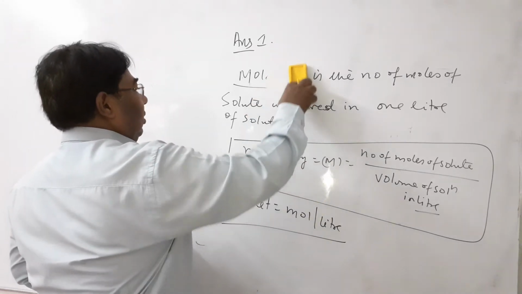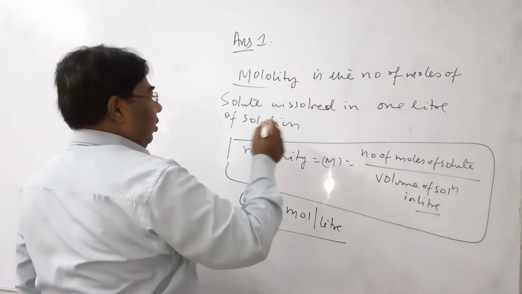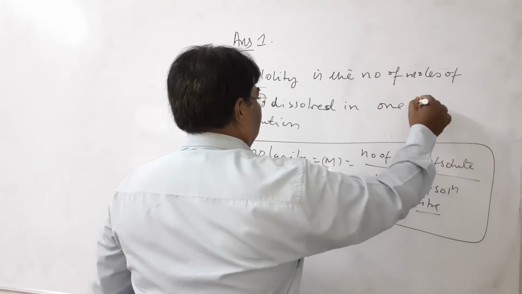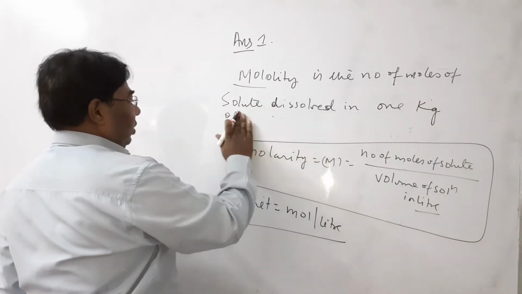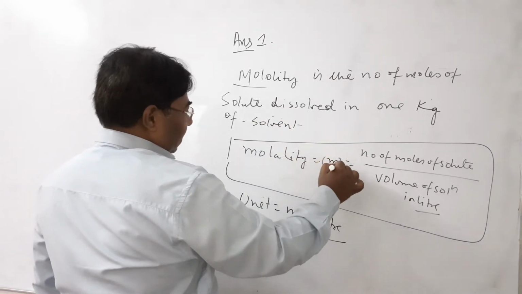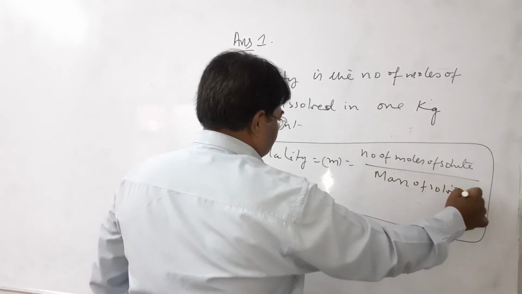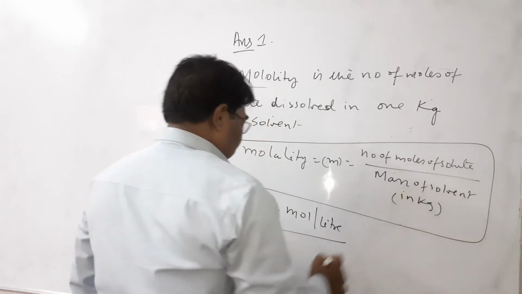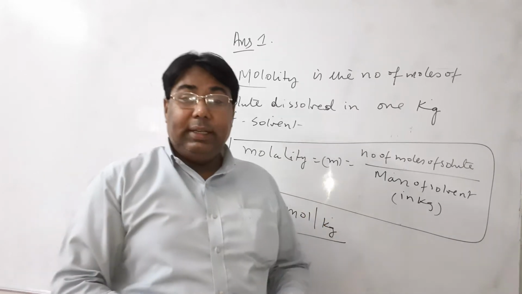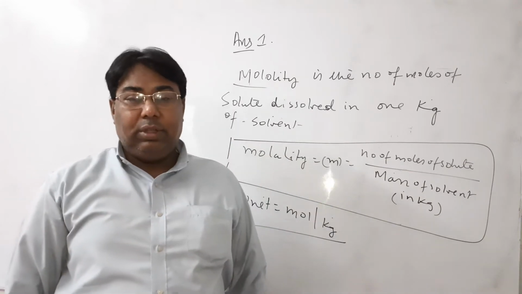Whereas molality is the number of moles of solute dissolved in 1 kg of solvent. So molality is represented by small m. Here it is divided by the mass of solvent in kg, and the unit of molality is moles per kg, and molality is independent of the temperature. All of you know. This is the answer for question number 1.